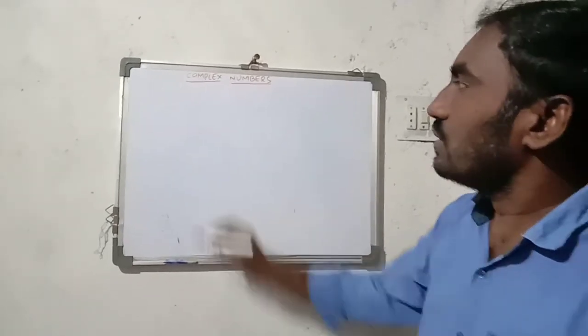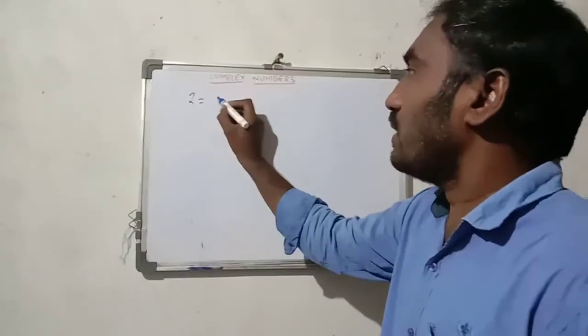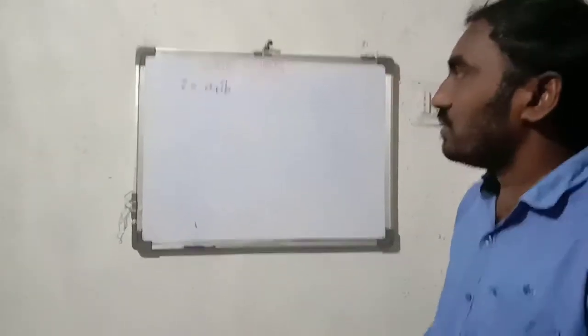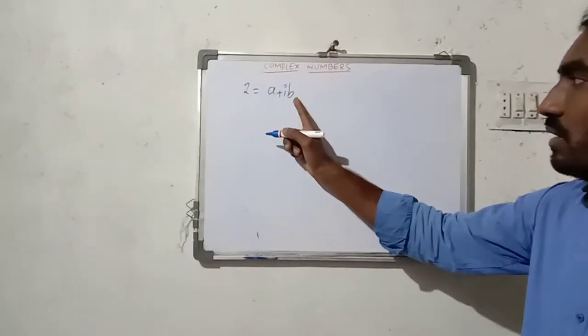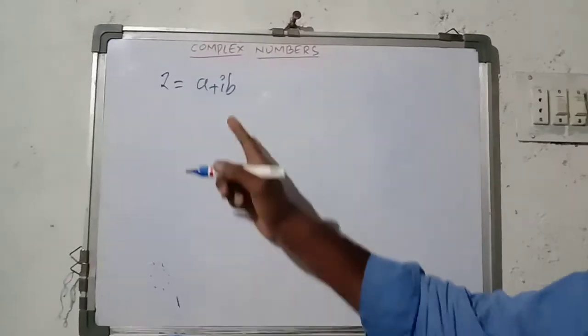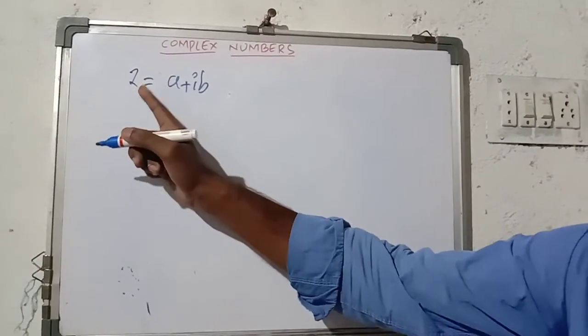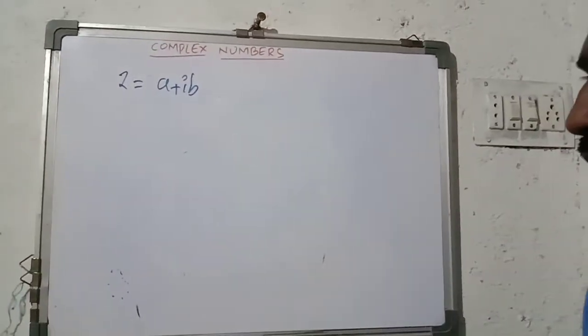Okay, my dear students, what is a complex number? Any number in the form of a plus ib is called a complex number. A number expressed in the form of a plus ib is called a complex number. In general, we denote the complex number with the letter z. So z equals a plus ib is a complex number.